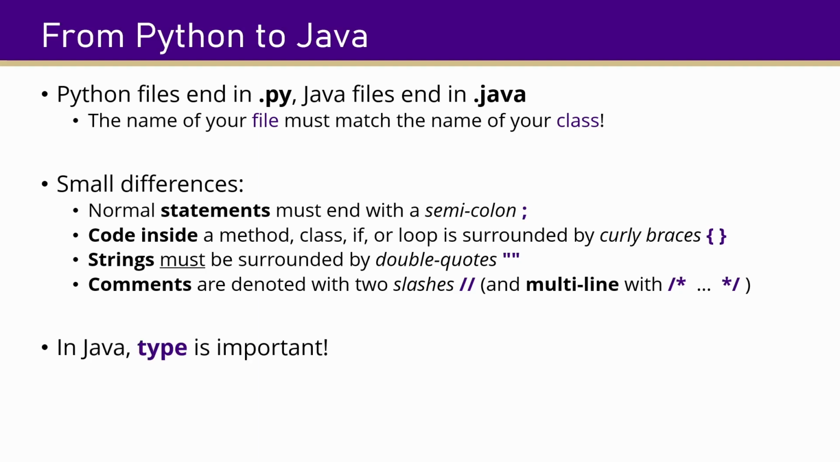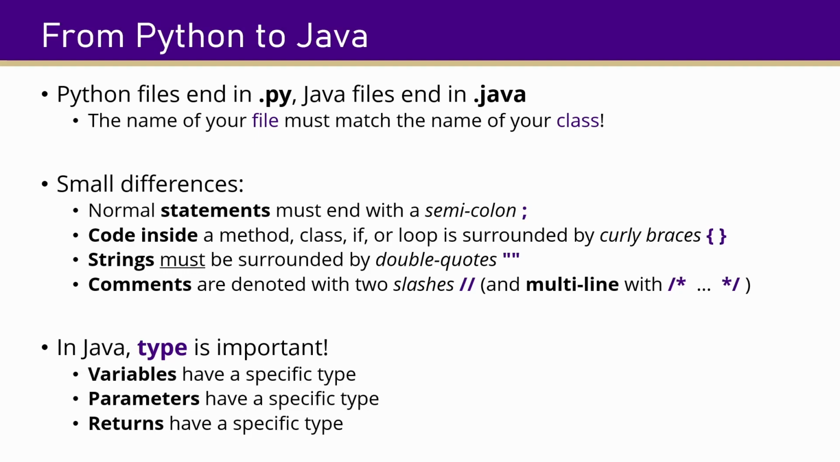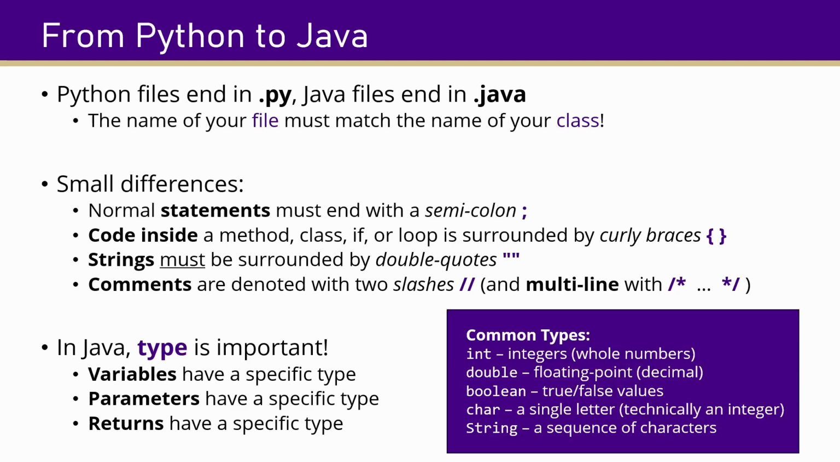Alright, now the biggest difference between Java and Python is that in Java, type is important. In fact, variables have a specific type, parameters have a type, and return values have a type too, right? Type. Here are some of the common types that you'll see throughout the course, right? We've used these already. We've got ints, we've got doubles, booleans, chars, and of course, strings.